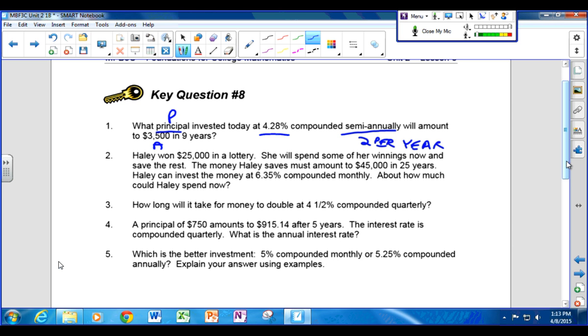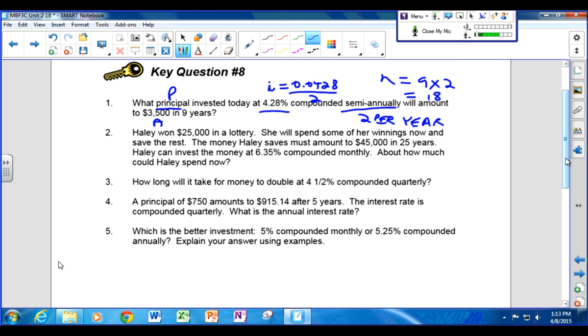You know what the P is here. You could probably work out the I, because it's going to be 0.0428 divided by 2 compounds per year. You can probably work out the N. Your N is going to be 9 years times 2 per year, which gives me 18. So you see, even if you weren't real sure how to proceed after this part, you've got some information that could help you, and you've demonstrated that you know something about the topic. That's what I'm looking for.